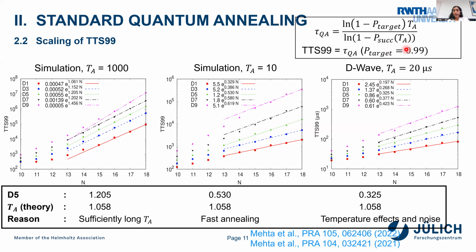However, from the D-wave quantum annealers, using the default annealing time of 20 microseconds, which is significantly larger compared to this annealing time that we use in the simulations, we find that the scaling exponent is actually quite a bit smaller than the theoretical prediction and from the simulation in the ideal case. And such a deviation between these scaling exponents then hints towards the presence of certain imperfections in the D-wave systems, for example, temperature effects or noise, which then result in a better scaling for the set of problems that we have.